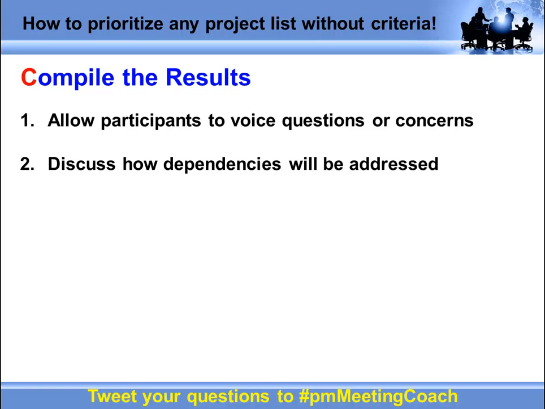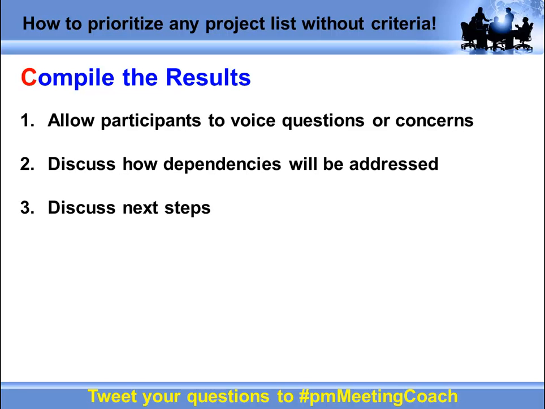Okay. Number two, this might be a good time to just have an initial discussion about how you're going to address those dependencies. Are they automatically going to be put on the list? Do we make the assumption that those projects have to be completed before the priorities are completed? Talk about what you're going to do with those dependencies. Okay. And then discuss next steps.